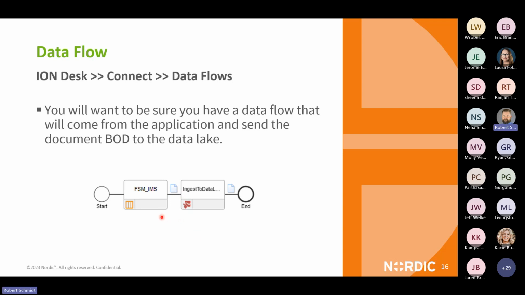So this is allowing my business object document to go from the FSM application. And when I run it, it's going to come across into Ion. Ion's going to recognize it, and it's going to say, I need to go to the data lake, and it's going to send me across to the data lake.